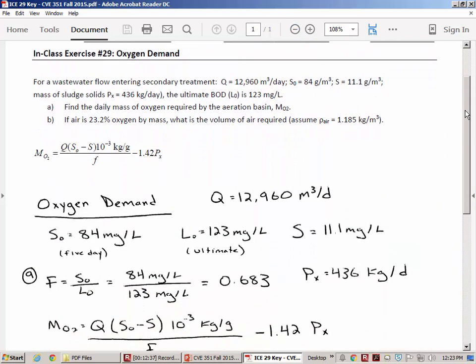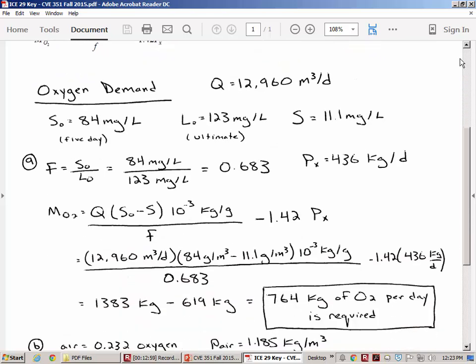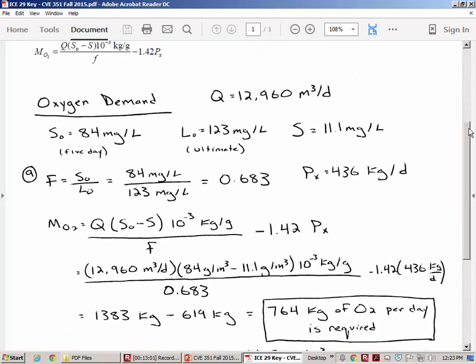All right, so here's the direction we need to head in for part A. Just as a reminder, S0 is the 5-day expression of BOD. L0 is the ultimate BOD. So we can calculate F from that. And here's how much oxygen is required on a mass basis per day. Any questions about this part so far?